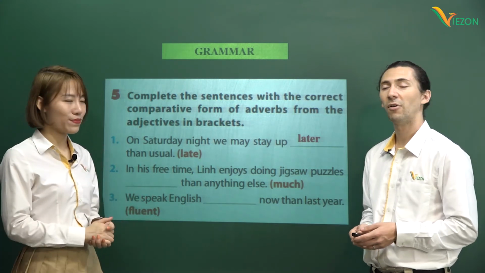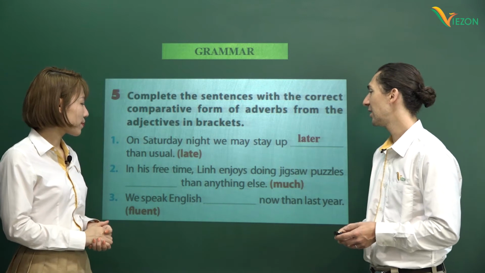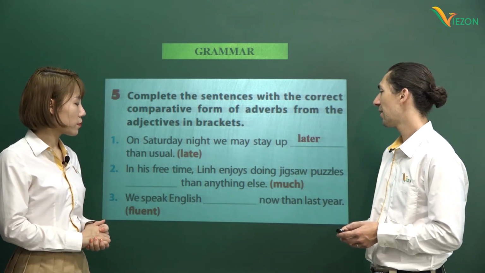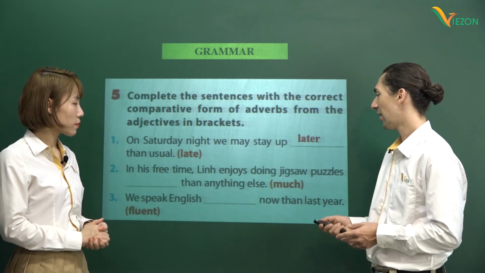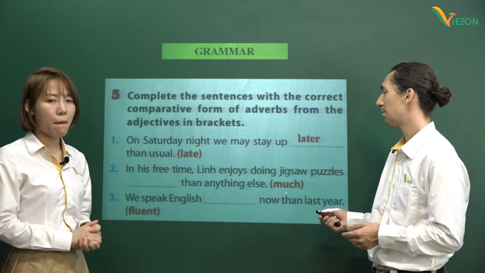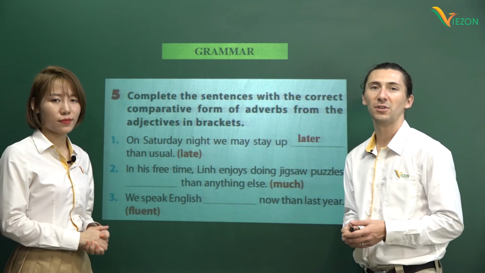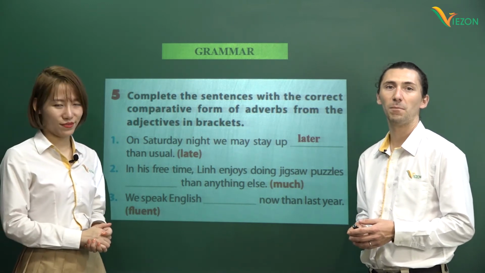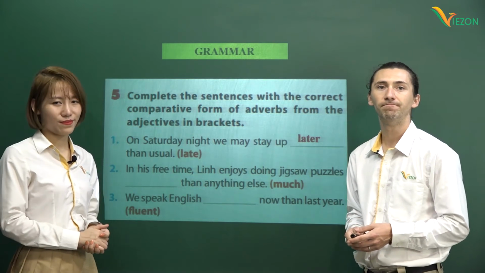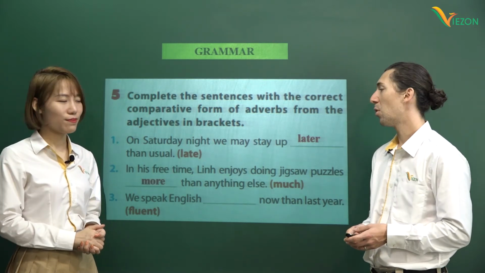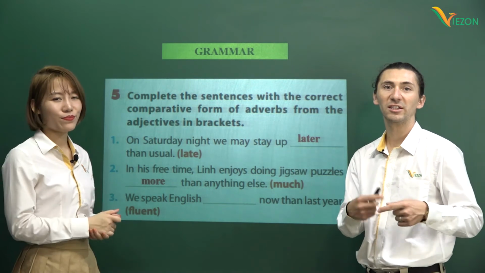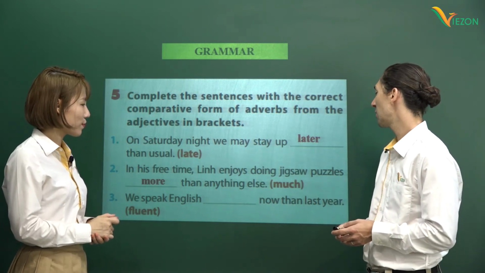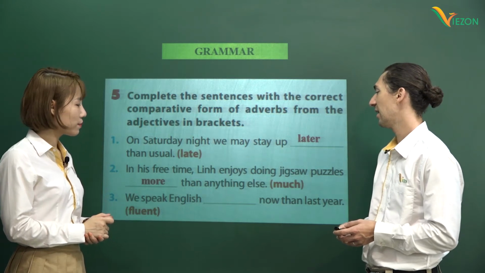And number 2. All right, number 2 says, in his free time, Lynn enjoys doing jigsaw puzzles than anything else. All right, and the word we have here in brackets is much. So this one, I believe it's irregular. So what's the correct comparative form of much? If you said more, you are correct. Let's go ahead and read it one more time. In his free time, Lynn enjoys doing jigsaw puzzles more than anything else.